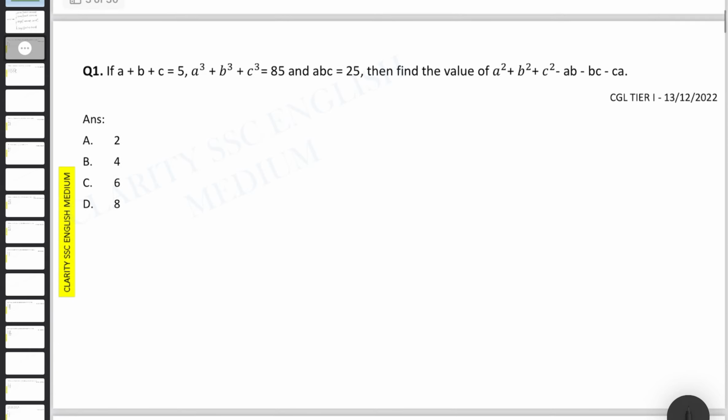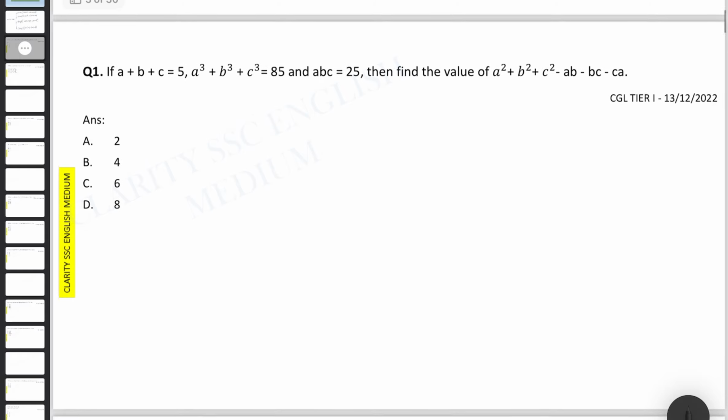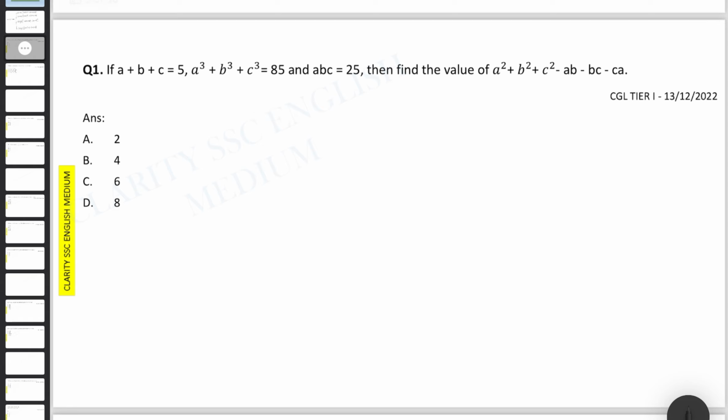The first question says, if a plus b plus c is equal to 5, then a cube plus b cube plus c cube is equal to 85 and abc is equal to 25. Then find the value of a square plus b square plus c square minus ab minus bc minus ca.